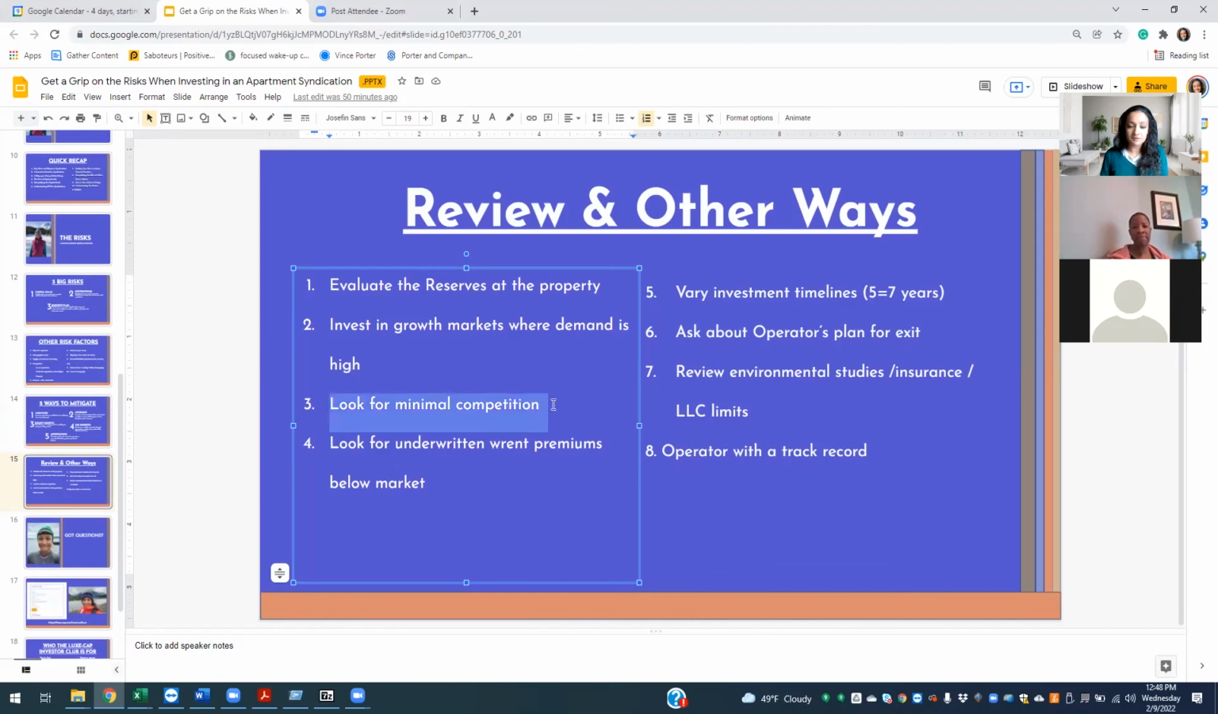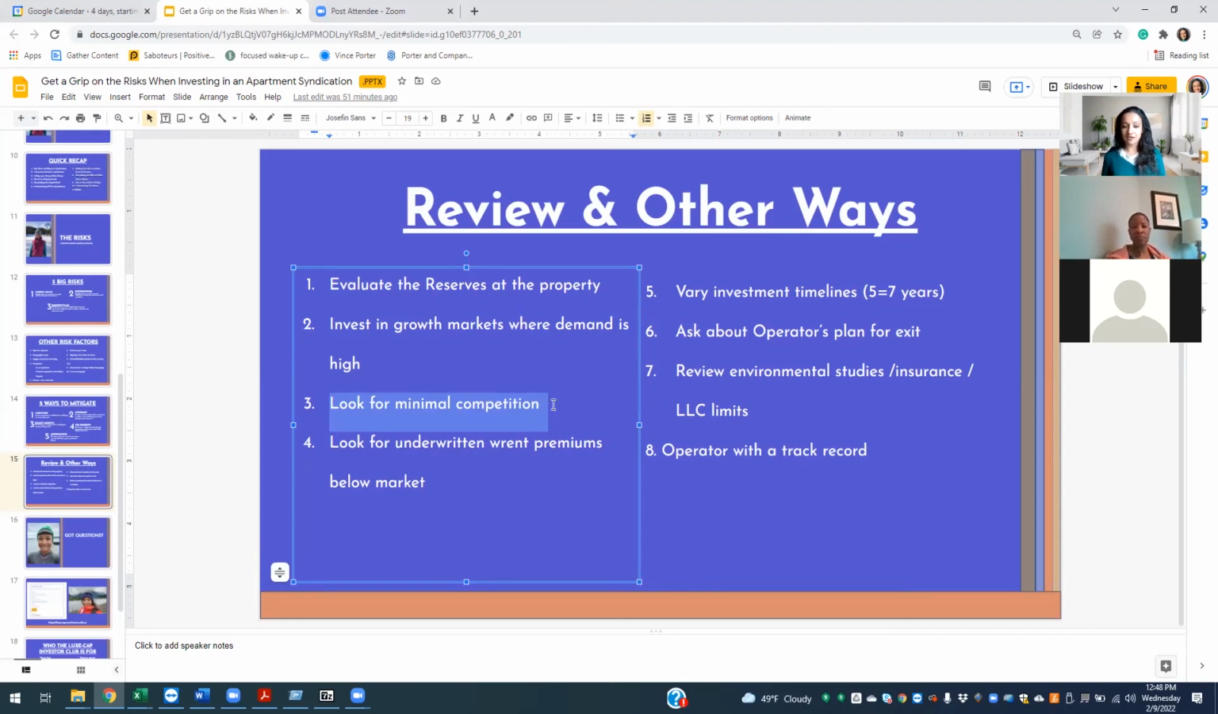Number 3, look for minimal competition. We talked about this. Don't want to be top dog. But in a vibrant market, there is going to be some competition, and that can be a good sign. But you want to make sure you know exactly who you're serving, and that there is a lot of demand for the product that you're providing to your ideal client.